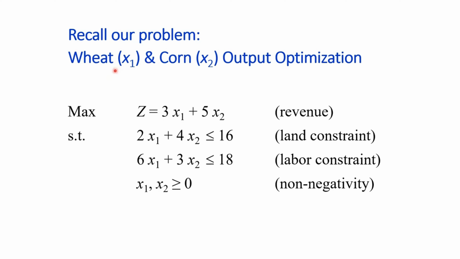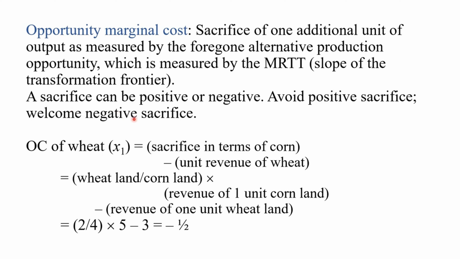So recall our problem again, that wheat and corn output optimization. We get 3x1, 5x2 as the revenue. So what's the opportunity marginal cost? The sacrifice of one additional unit of output as measured by the foregone alternative production opportunity, which is measured by the marginal rate of technical transformation, or the slope of the transformation frontier. The transformation frontier can be thought of as our production possibility frontier.